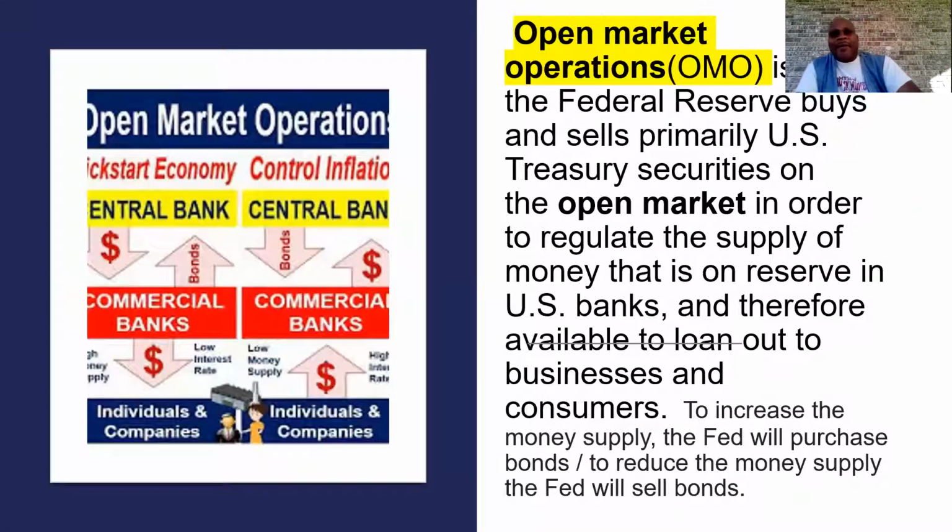First, open market operations, or OMO. This is when the Federal Reserve buys or sells primarily U.S. Treasury securities on the open market in order to regulate the supply of money that is on reserve in U.S. banks and therefore available to loan out to businesses and consumers. To increase the money supply, the Fed will purchase bonds. To reduce the money supply, the Fed will sell the bonds.